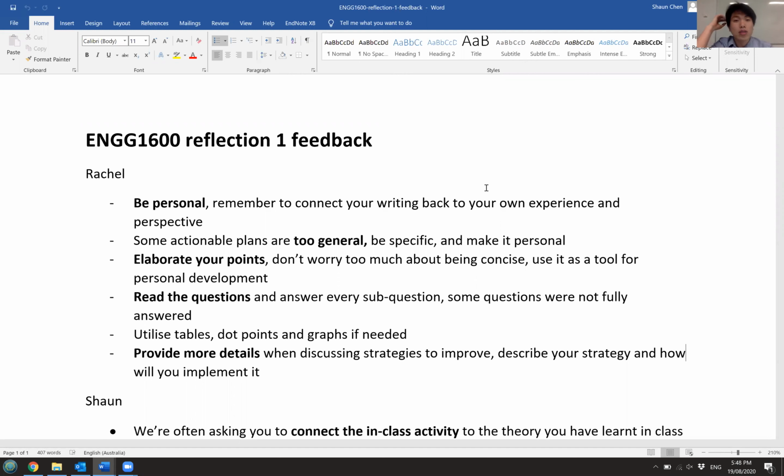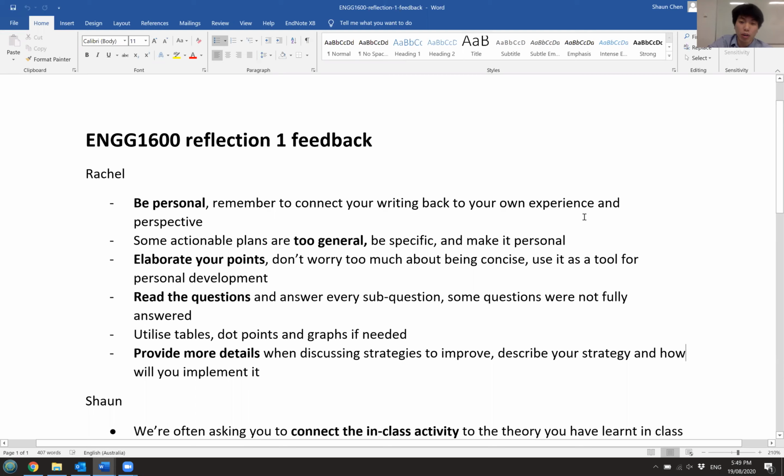The next point is to utilize tables, dot points, and graphs. So absolutely, remember, we are engineers. Well, the majority of you should be engineers in this course, and engineers love concise dot point style writing. So absolutely, feel free to use that. You can use flowcharts, diagrams, anything that will help communicate to your reader what you're reflecting about. And the final one is provide as much detail as possible. That always helps. So there's Rachel's main comments.